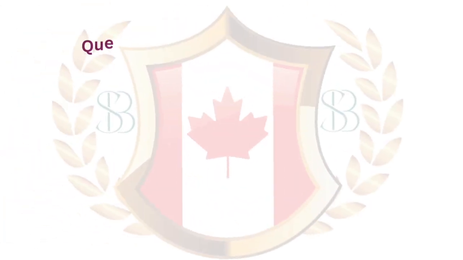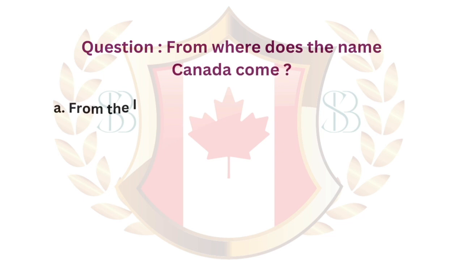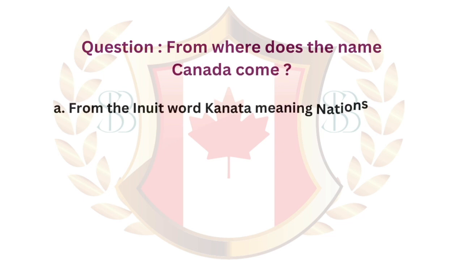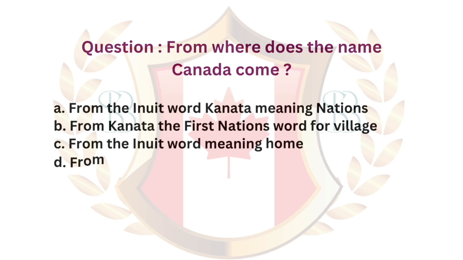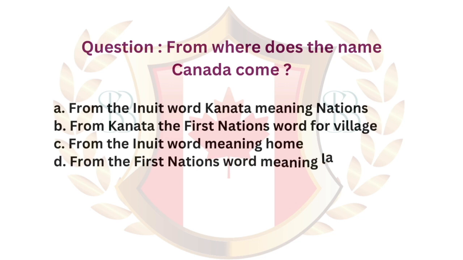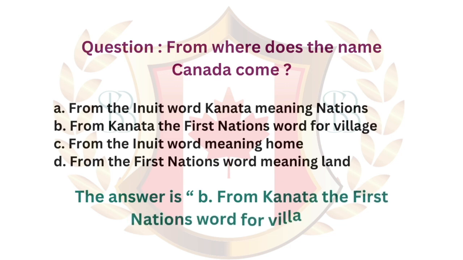Question: From where does the name Canada come? A. From the Inuit word Kanata meaning nations. B. From Kanata, the First Nations word for village. C. From the Inuit word meaning home. D. From the First Nations word meaning land. The answer is B. From Kanata, the First Nations word for village.